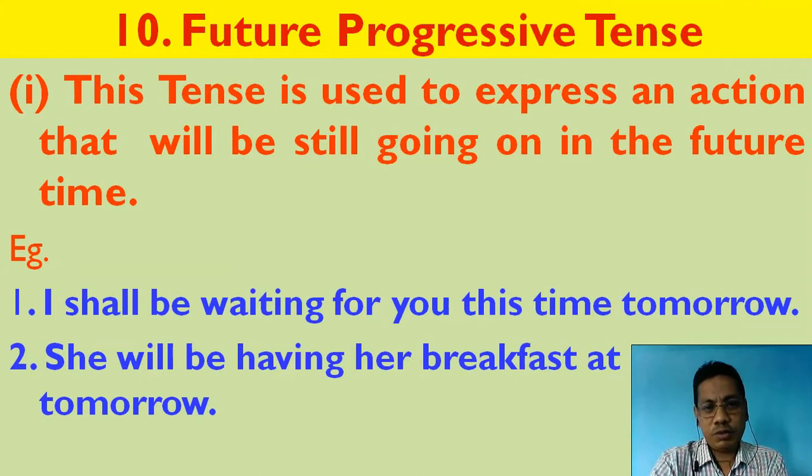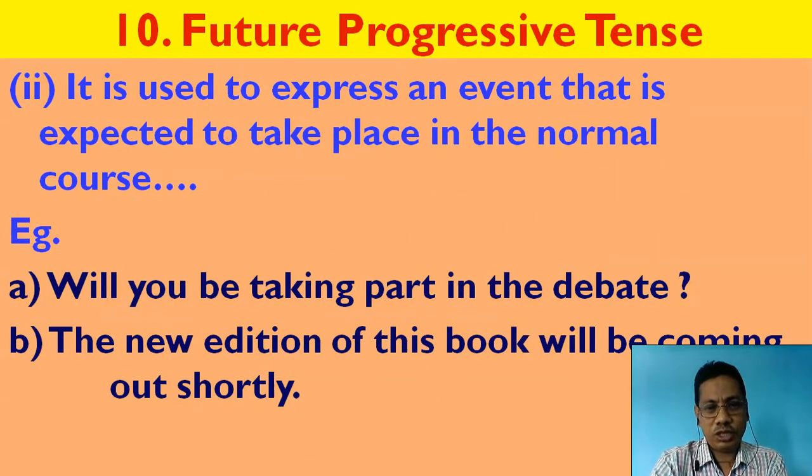Now let us go on with future progressive tense. This tense is used to express an action that will be still going on in the future time. Say, I shall be waiting for you this time tomorrow. She will be having her breakfast at 7 tomorrow. It is also used to express an event that is expected to take place in the normal course. Will you be taking part in the debate? The new edition of this book will be coming out shortly.